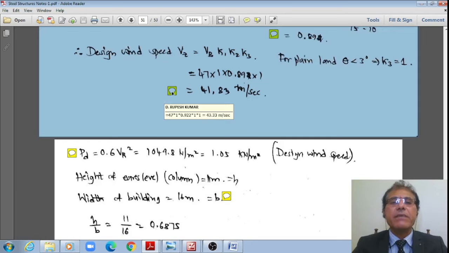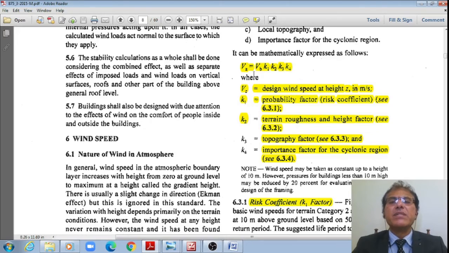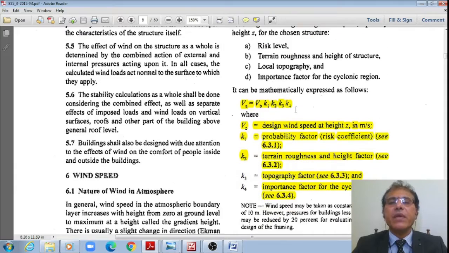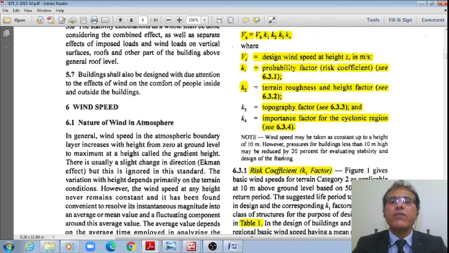Whereas as per the new code, let me show that new code at a quicker pace, right? Vz is equal to Vb K1 K2 K3 K4, this new code is IS 875 Part 3 2015, where K4 is the importance factor for cyclonic regions only. However, in the previous class I even included K4 assuming it to be a cyclonic zone. However, our Allahabad is not in a cyclonic zone, therefore K4 is equal to 1.